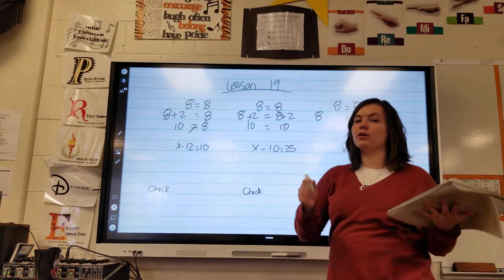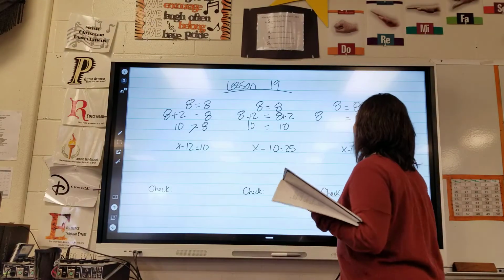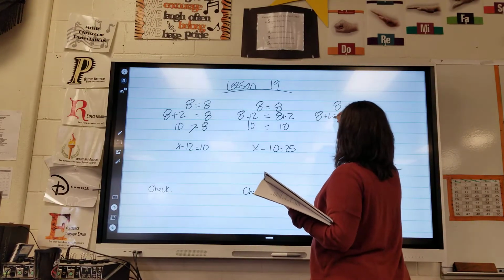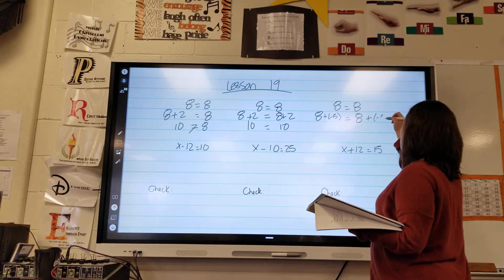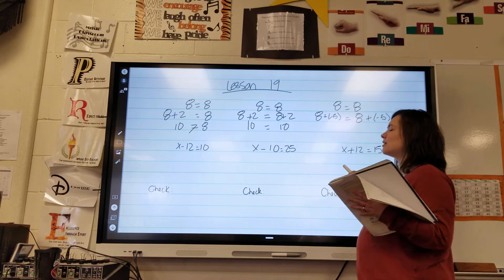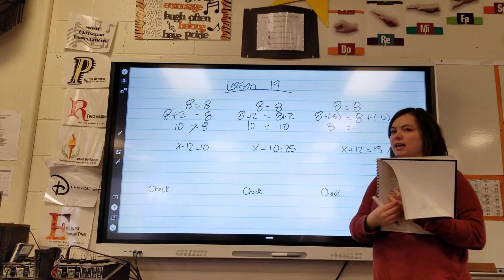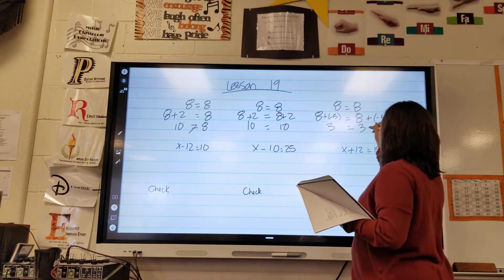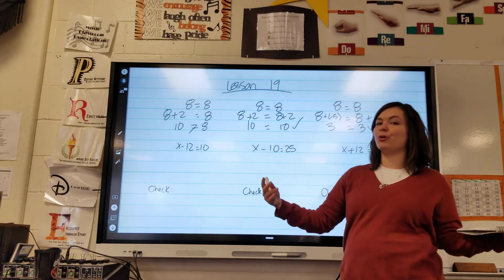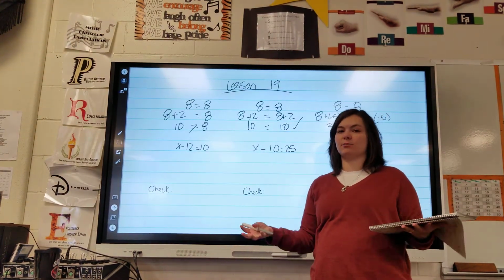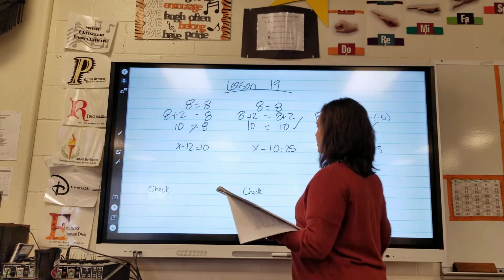Hey, that works. Okay, but maybe it's just because it's adding. What if we subtracted or added a negative number? If we're subtracting 5 or adding negative 5, which is the same thing, do we get the same thing? Well, 8 minus 5 is 3. Is 8 plus a negative 5 also 3? Yes. So both of these work. Why? I'll tell you. It's because they're on both sides. You're doing the same thing to both sides, like I told you in the previous lesson. Whatever you do to one side, you got to do to the other side.